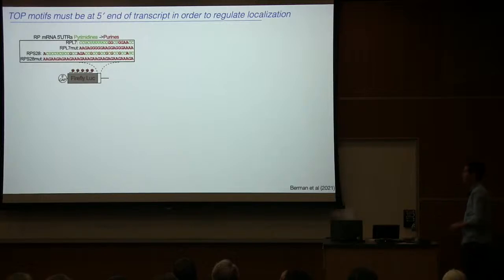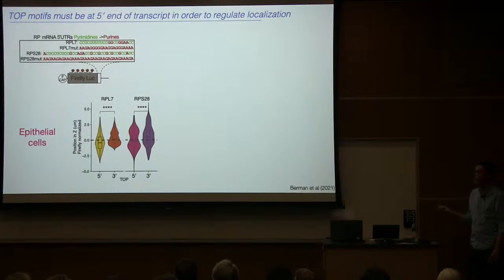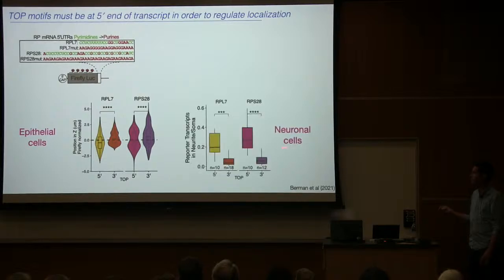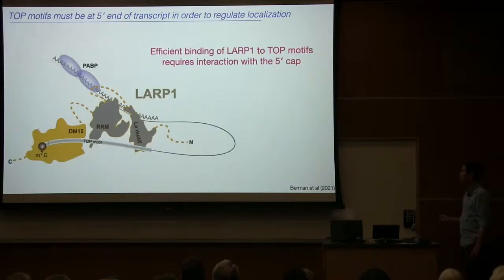Okay, so something that was sort of curious to us is that in all of these ribosomal protein mRNAs, the TOP motif is always at the extreme 5' end, always. And so, does that matter? Does it have to be there? To test this, we took the same TOP motif and moved it from the 5' UTR to the 3' UTR. And now asked, is our reporter localized? And the answer is no. So you put the TOP motif in the 5' end of the transcript, it's basal. Same motif in the 3' UTR, not basal. Same thing is true for neuronal cells. 5' TOP motif, it's neurite enriched. 3' TOP motif, not. So that's kind of weird, right?